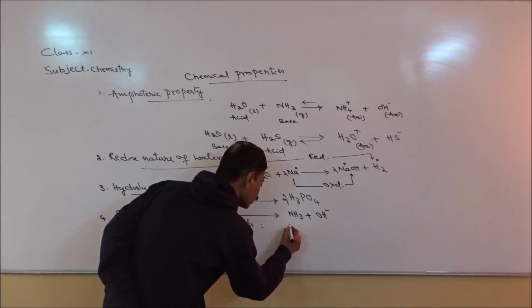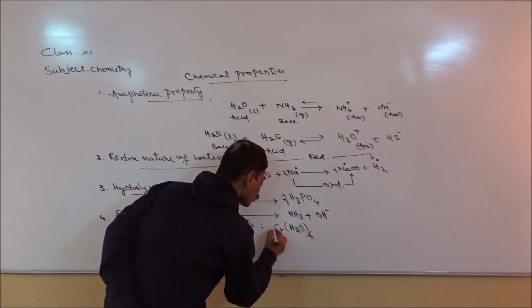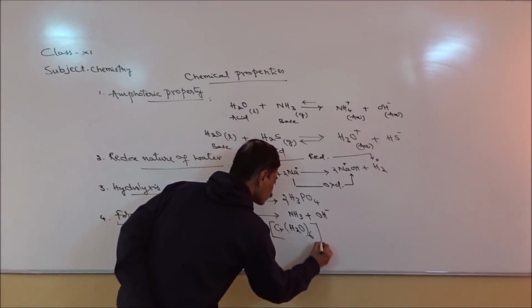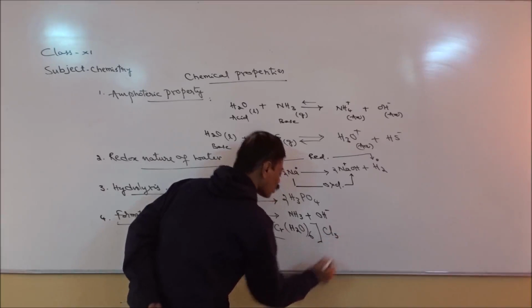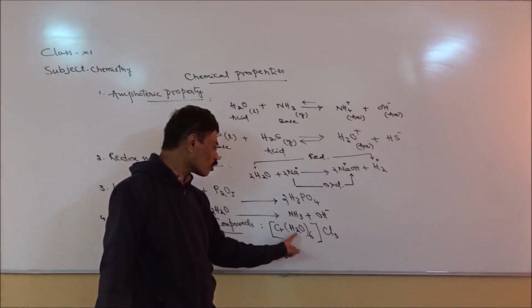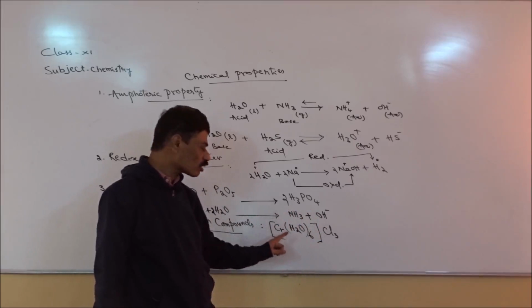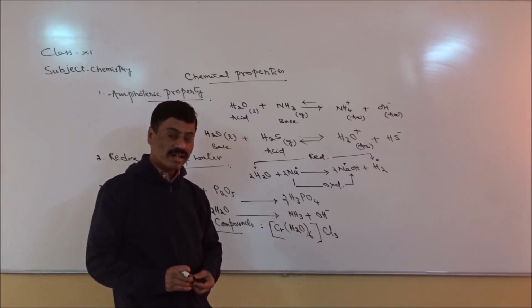Example for this is hexaaquachromium(III) chloride. Its name is hexaaquachromium(III) chloride. This is called a coordination compound wherein water molecules are incorporated in them.